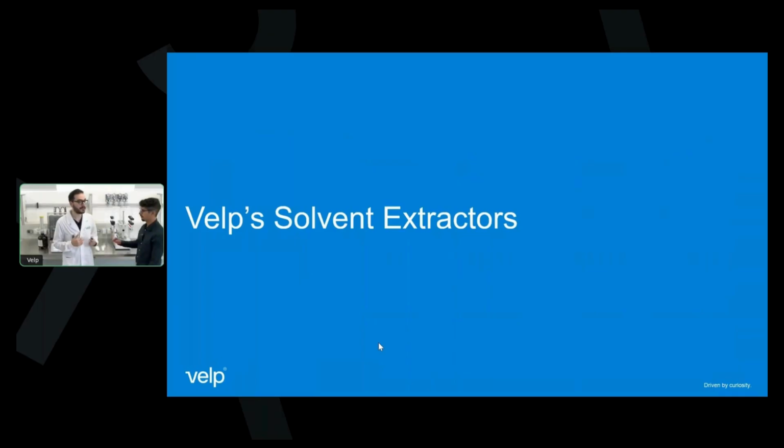Now I can leave the floor to Mattia to see in much more detail the VELP solvent extractors. Thank you, Vittorio, for the interesting presentation. And while we are collecting the last questions, let's spend a few words on our instruments.